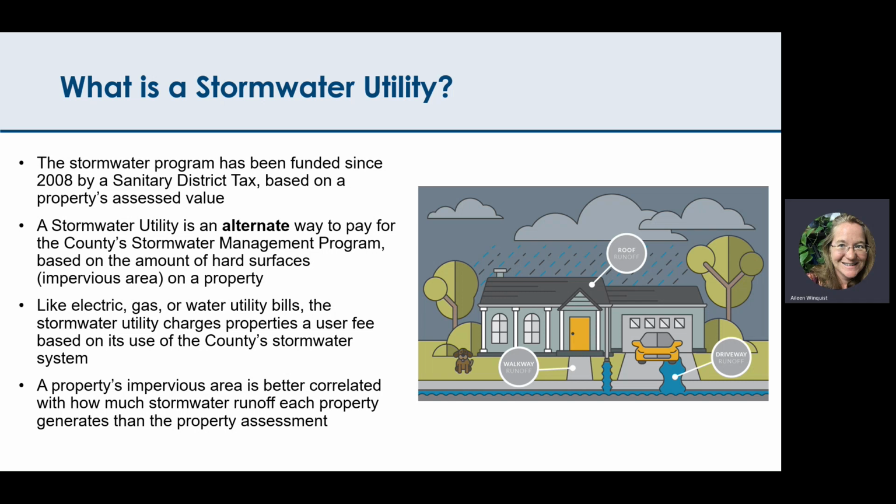Prior to this, the stormwater program was funded by a sanitary district tax, which is based on a property's assessed value. Like electric, gas, or water utility bills, the stormwater utility charges properties a fee based on its use of the county's stormwater system. The impervious area is better correlated with how much runoff each property generates than the property's real estate assessment.